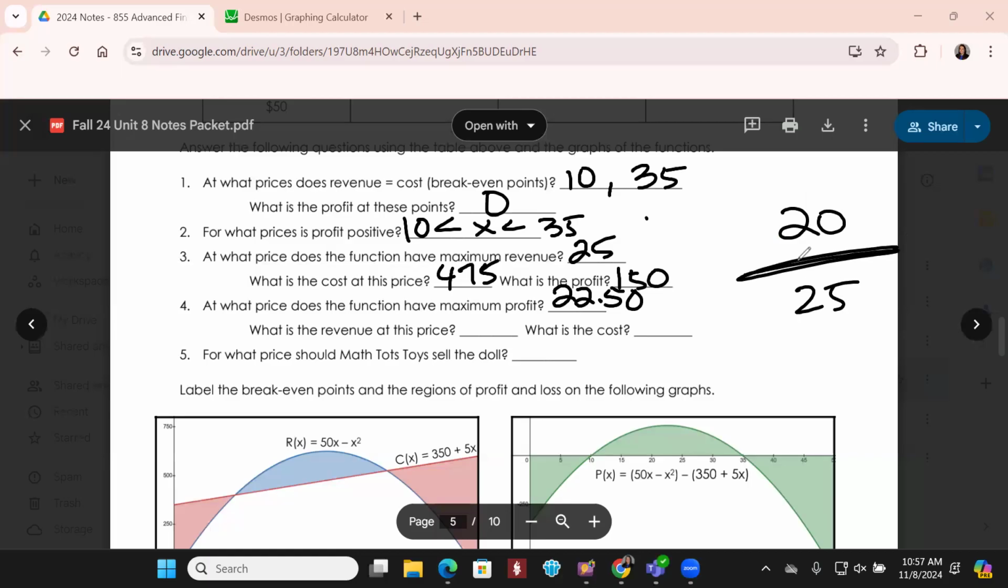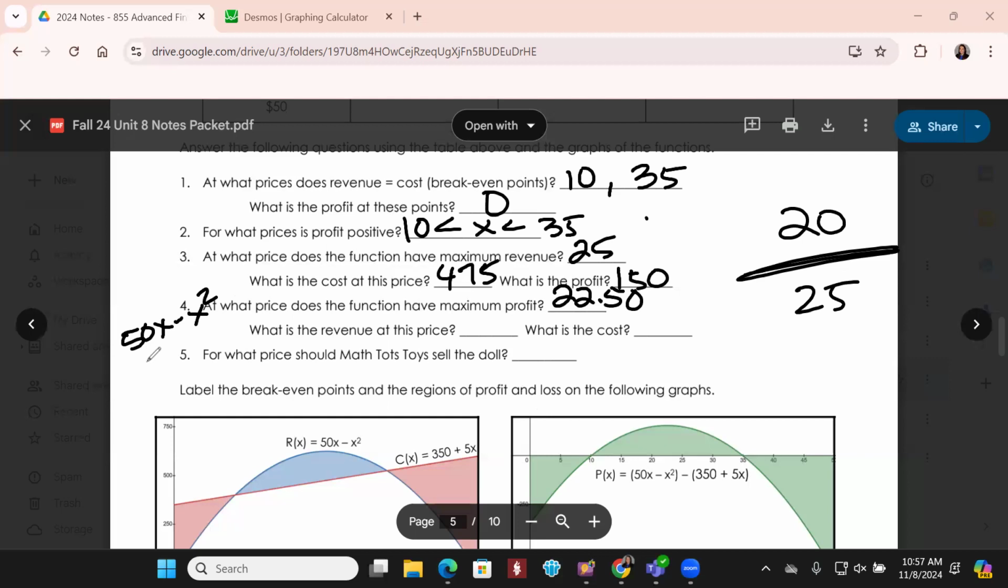Look at your table again. Look at your profits. It's 150 and 150. Halfway between that is going to be your maximum profit. Now, what is the revenue at this price? Well, we can figure that out by using our formula that they give us up at the top. We're going to plug in 2250 into this formula.